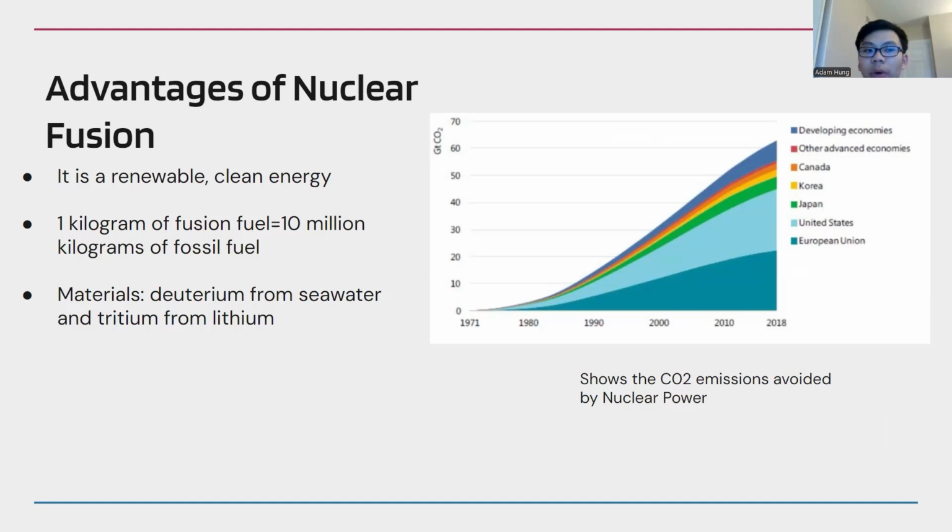Additionally, fusion can generate more energy using less amounts of fuel, where 1 kilogram of fusion fuel generates the same amount of energy as 10 million kilograms of fossil fuel. Lastly, the materials used for nuclear fusion can easily be harvested, with deuterium from seawater and tritium from lithium, which is one of the most common sources found on Earth.